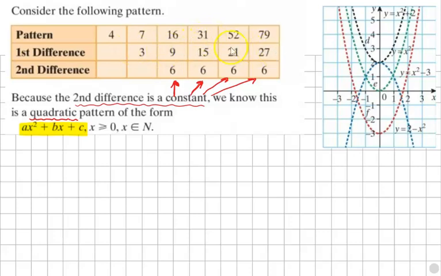We notice that the first difference is not the same. Therefore, this pattern or this function is not linear. It will not form a straight line. So then we have a look at the second difference.